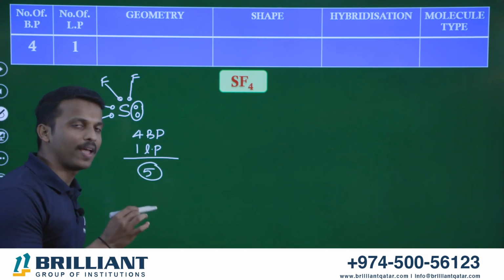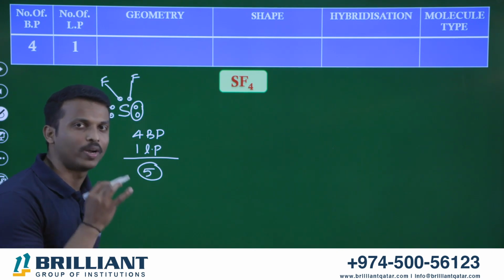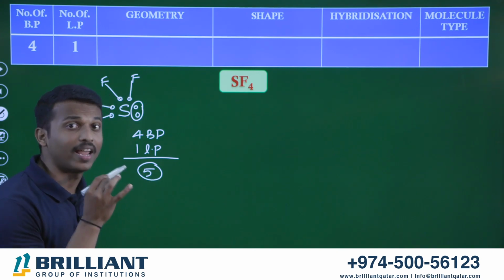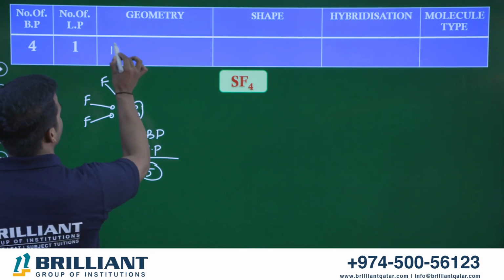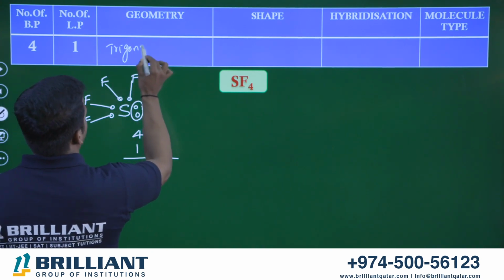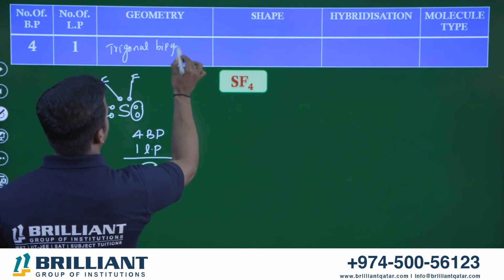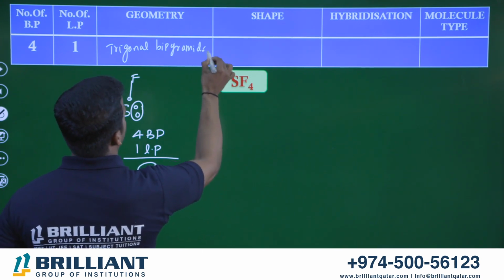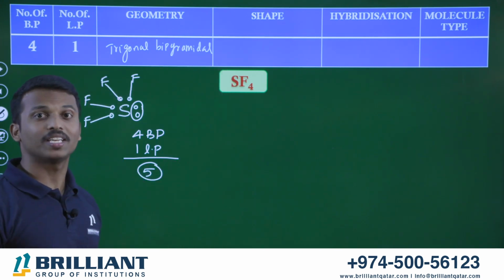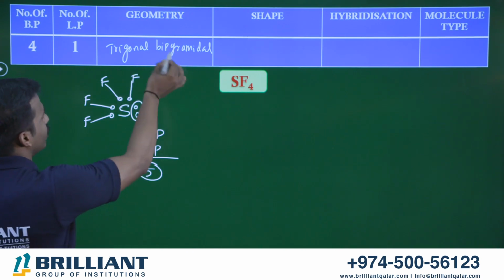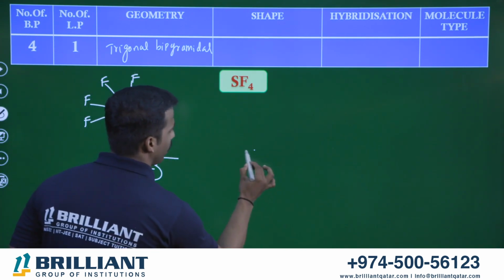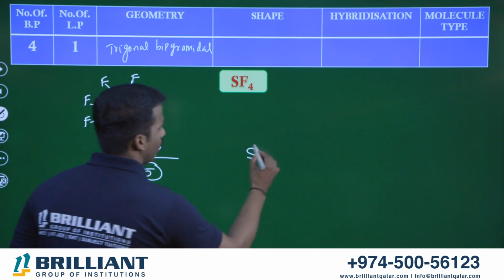If the sum of bond pair and lone pair is equal to 5, what is the geometry? Trigonal bipyramidal geometry. What is the shape, dear all of you? I am just drawing the shape first of all. What is trigonal bipyramidal? Sulfur is there.